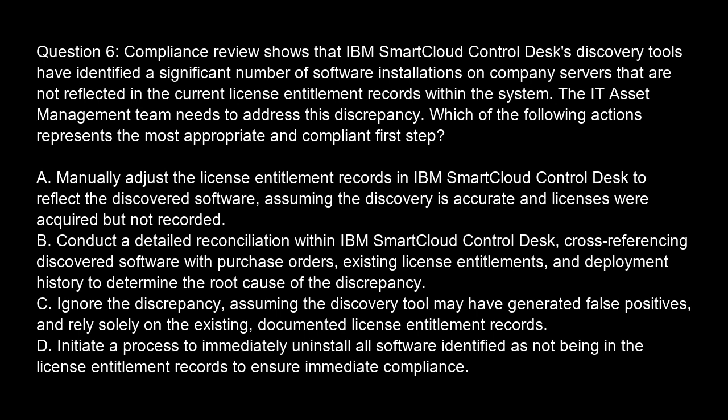Option C. Ignore the discrepancy, assuming the discovery tool may have generated false positives, and rely solely on the existing, documented license entitlement records. Option D. Initiate a process to immediately uninstall all software identified as not being in the license entitlement records to ensure immediate compliance.